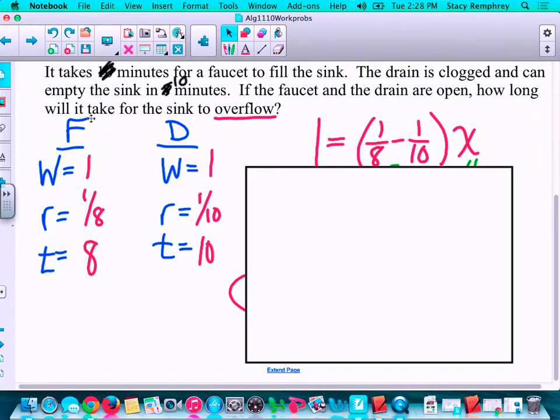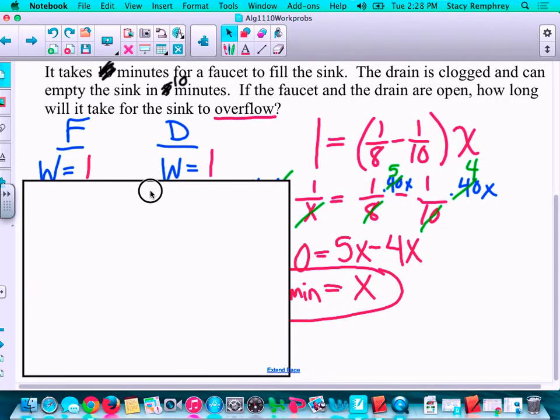When both are happening at the same time, who wins? When both are happening at the same time, does the sink empty or overflow? Overflow, which means the faucet must be faster. So that's why the 1/8 is first.